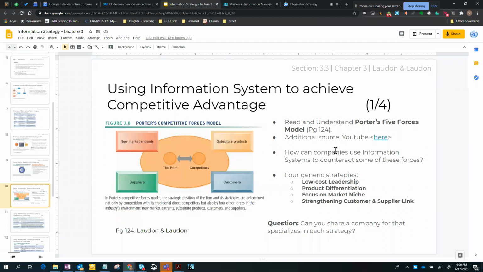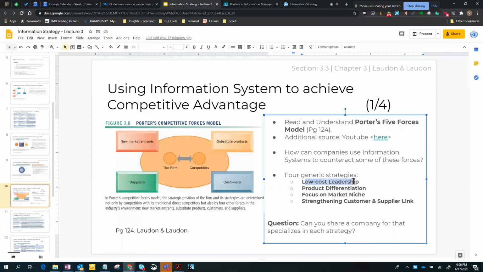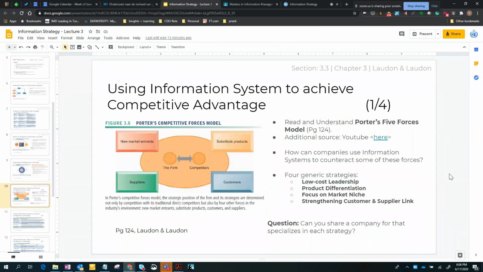Now, like I said, the information systems a company uses can tilt the balance of these forces, right? And there are four generic strategies that companies choose. They can either be low cost leaders, so they focus on a low cost strategy. An example of a low cost strategy could be a lot of companies in China, for example, whose products are typically lowest cost. They compete based on, hey, this is the lowest cost product. So if cost is important to you, you will go for that company.